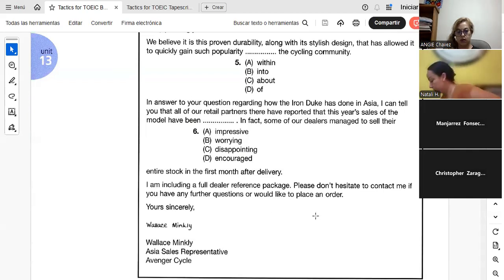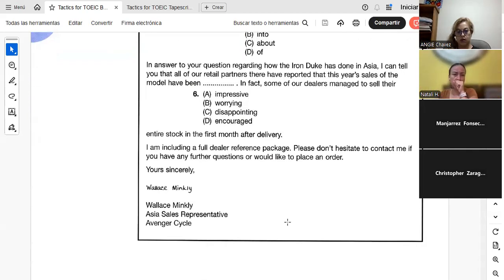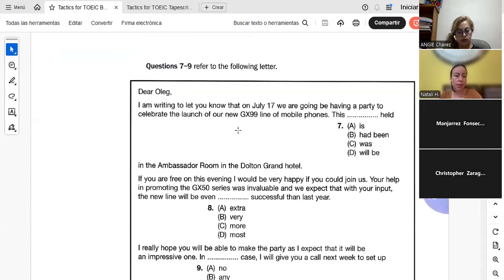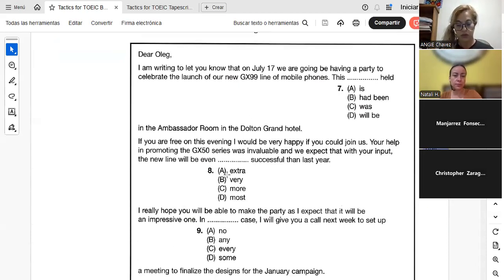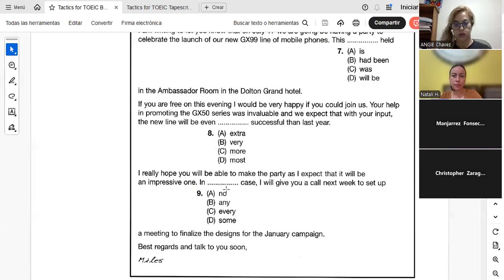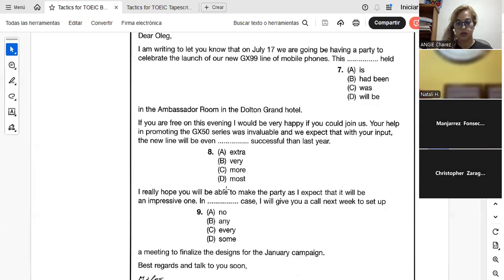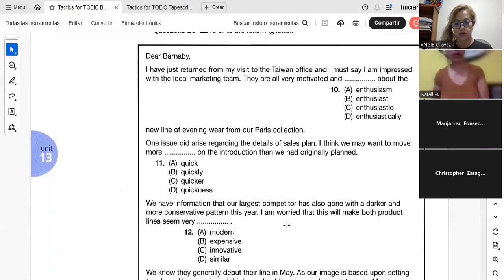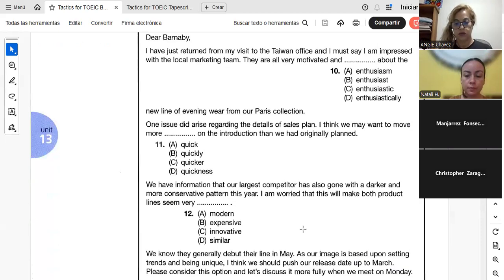This is a letter, right? A letter. And the third text is also a letter as well, or email. This email. And the last text, because there are four texts. Most of them are like email, no? The fourth one.